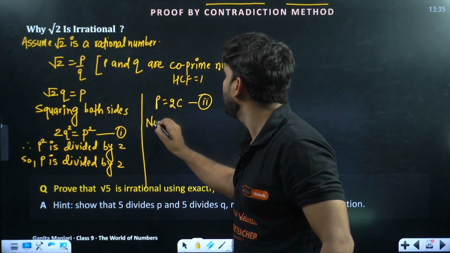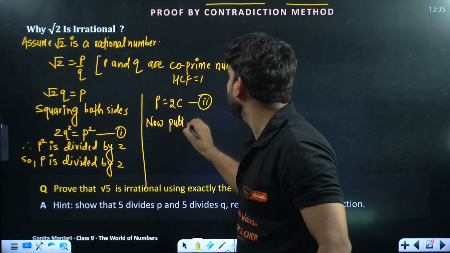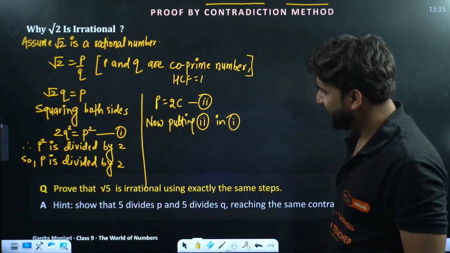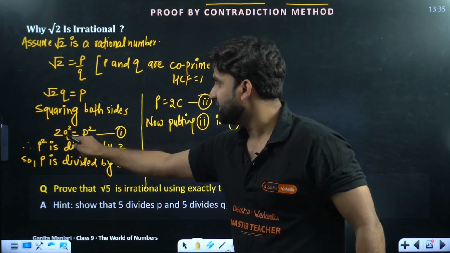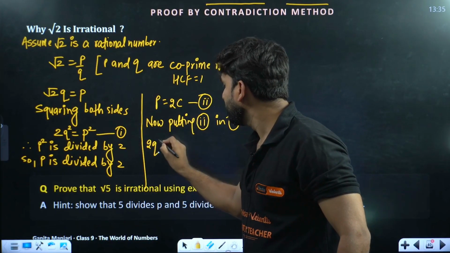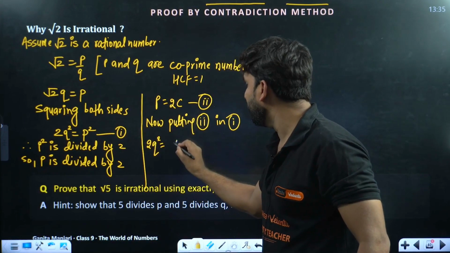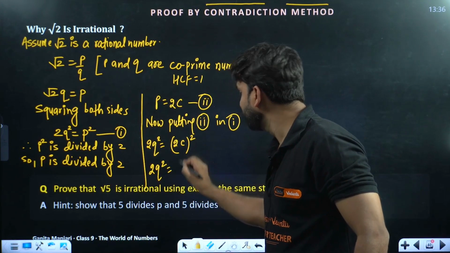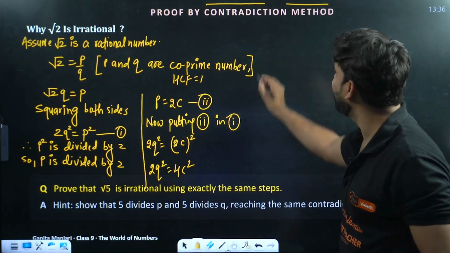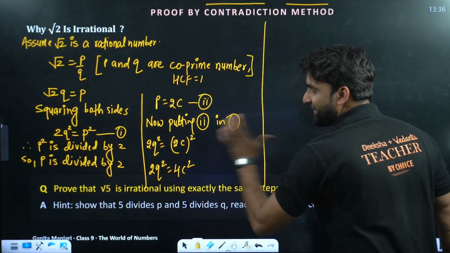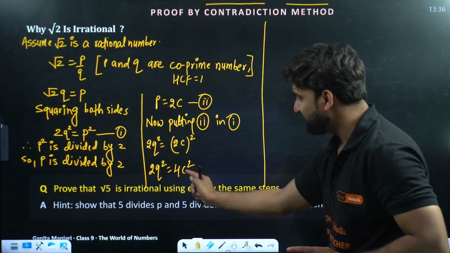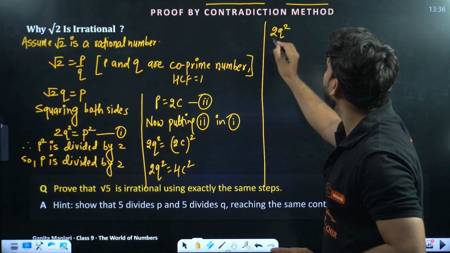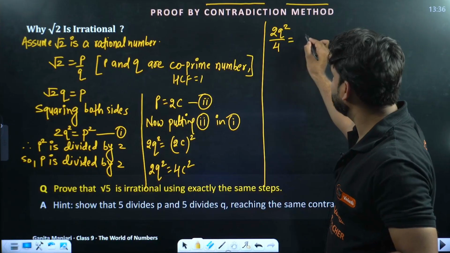Now please focus. If we put p in the first equation, what will be the scenario? In place of p, 2c will come. So 2q square, and in place of p, 2c whole square. Now solve this. So this is 2q square, and 2c square will become 4c square. 2q square is equal to 4c square. Now this 2 will come to this side, or we can shift that 4 there. So we can write q square, and 4 will come in the denominator, and this is equal to c square.